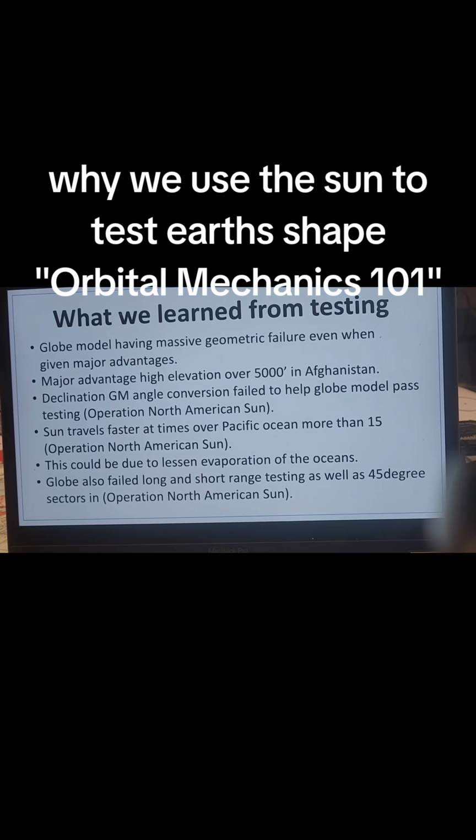Again, what we also found out is that at certain times of the year, the sun travels faster over the Pacific Ocean. And again, that could be due to evaporation and having less evaporation in the oceans. They might want the sun to move faster over that. Again, just something that we noticed. The globe also failed long and short distance range testing, as well as the 45 degree sectors in Operation North American Sun. So we varied some of the testing as well.